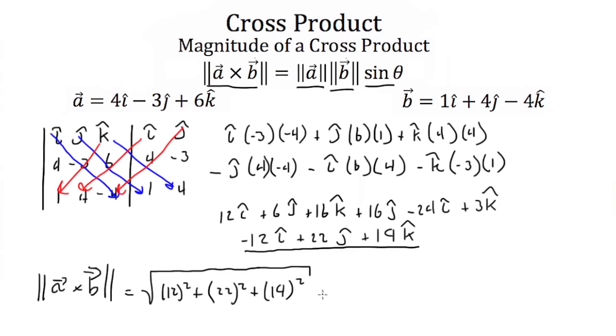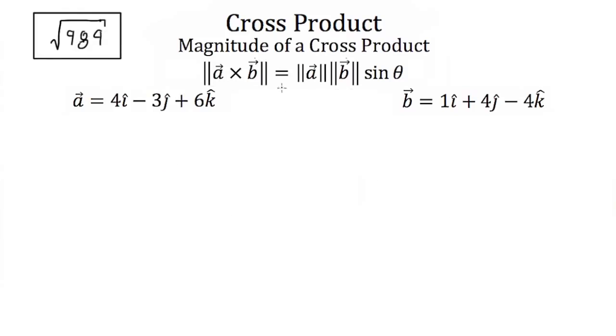This is all equal to the square root of 989, which is approximately 31.45. So finding the cross product of A and B, and then finding its magnitude, I came up with the square root of 989.